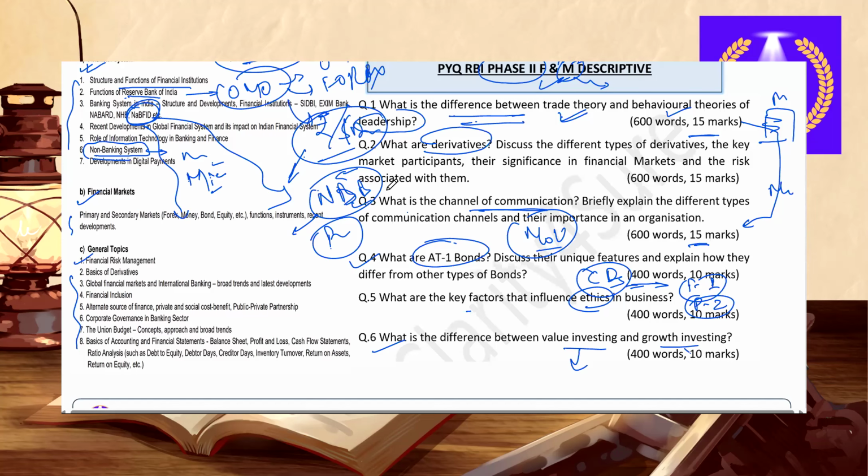ठीक है, क्लियर टू एवरीवन, how RBI is framing the questions? This you need to decode, okay? If you are preparing for this prestigious examination, then you need to decode this, okay? Am I clear? Am I clear to everyone?